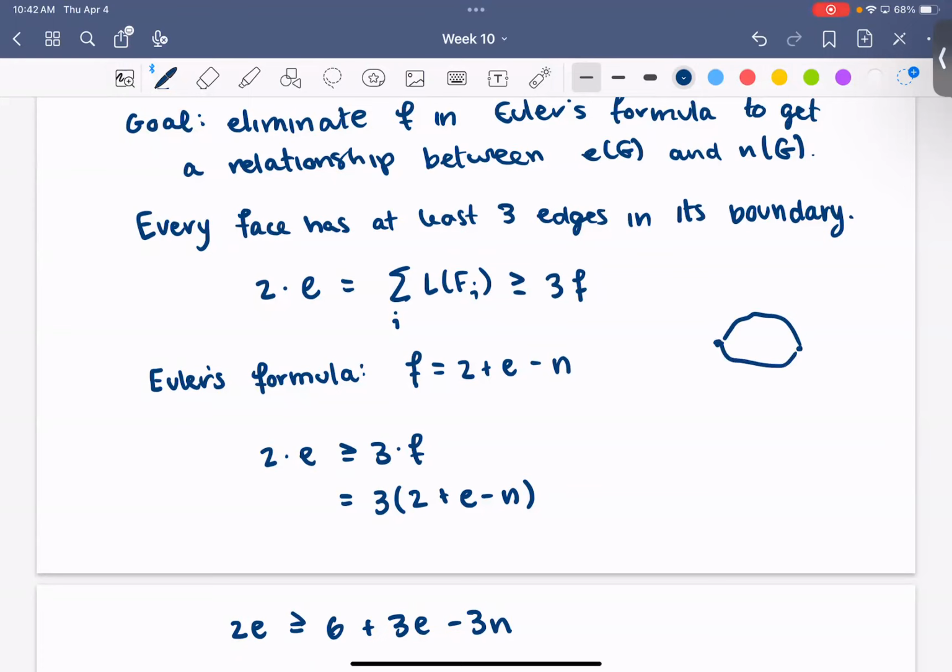And then for the unbounded face, I think it's the same thing, right? We have at least 3 vertices. So it could be a tree, but then we're counting each edge twice. So it would have 4. Yeah. Are there other questions?